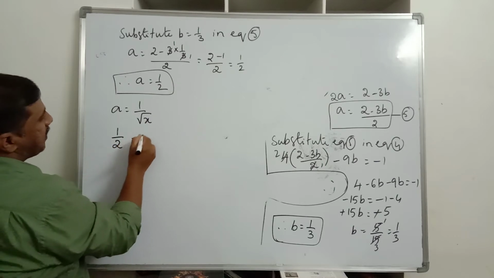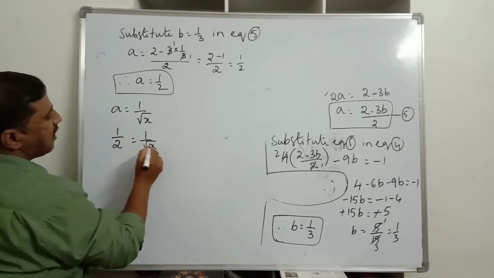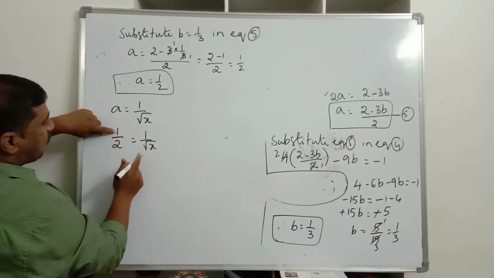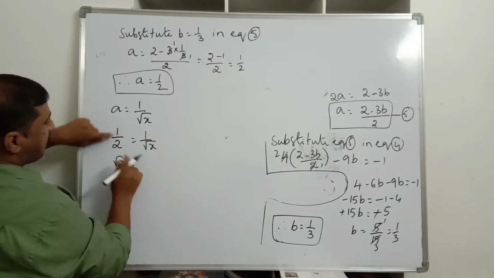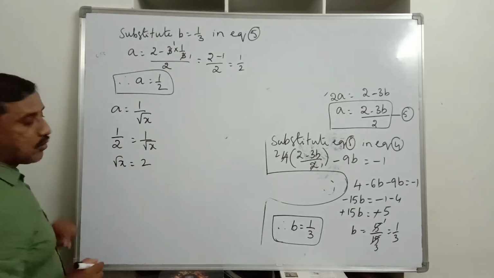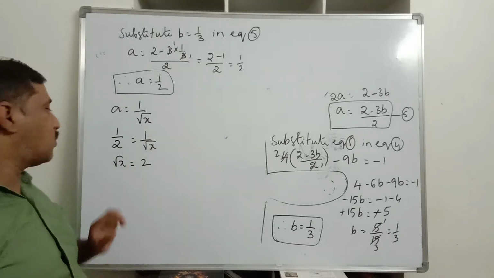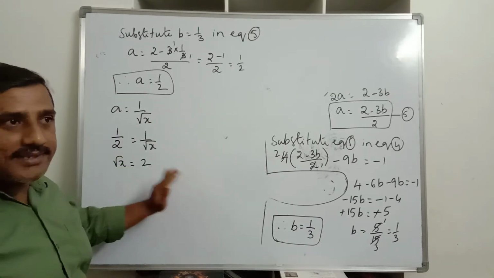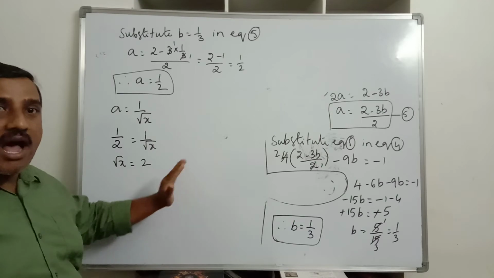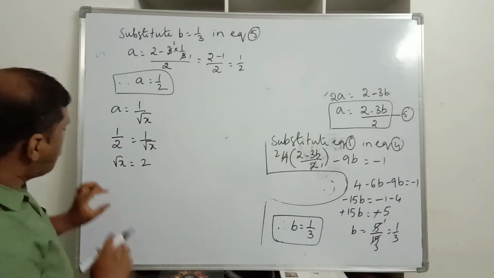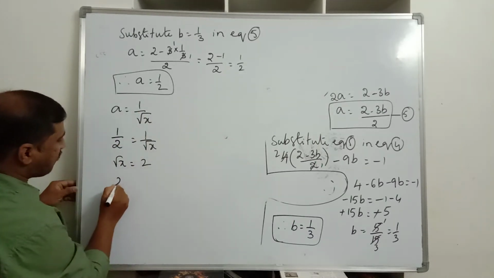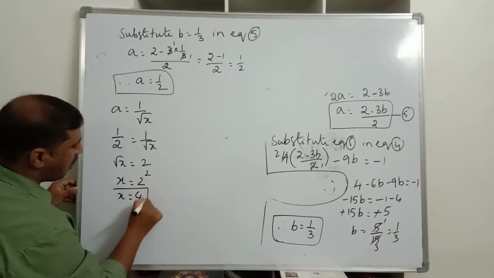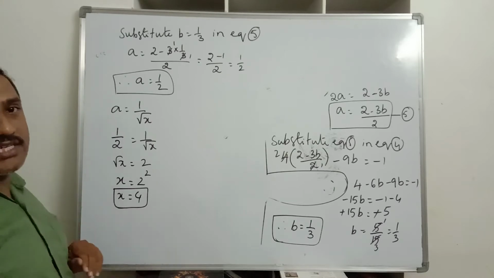Substitute: 1 by 2 is equal to 1 by root x. By cross multiplication, 1 into root x is root x, which is equal to 2 into 1, that is 2. Root x is equal to 2. Transpose the square root to the other side, that is the RHS. Square root will become square. Therefore x is equal to 2 square, which is x is equal to 4, we got. The x value is equal to 4.